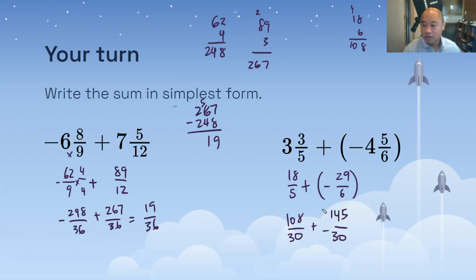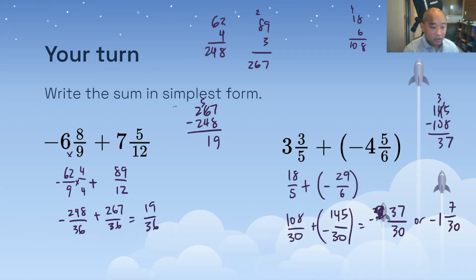Okay. So here again we have 145 minus 108. 15 minus 8 is 7. And then 13 minus 10 is 3. 37. 145 is bigger. So 37 over 30. I would take that. I would also take negative 1 and 7 over 30. Okay.